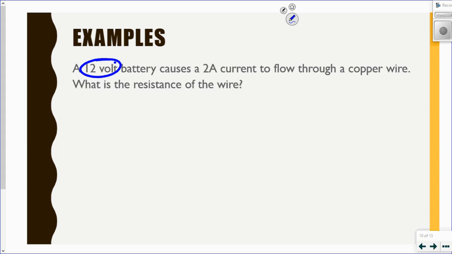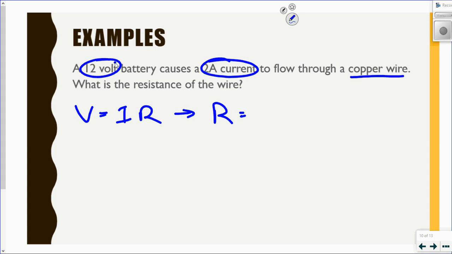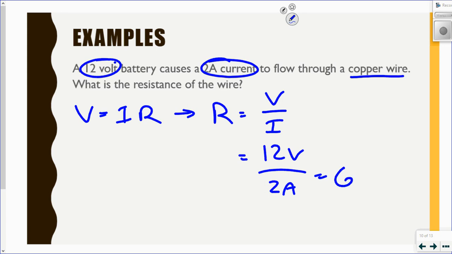So we've got a 12-volt battery, and it causes a 2-amp current to flow through a copper wire. What is the resistance of the wire? Well, I take V equals IR. I might switch it around. R equals V over I. I'm going to plug in what we have. 12 volts over 2 amps, and I end up with a nice 6 ohm resistor.